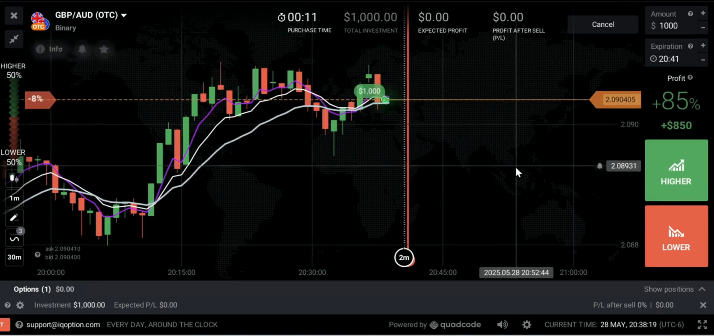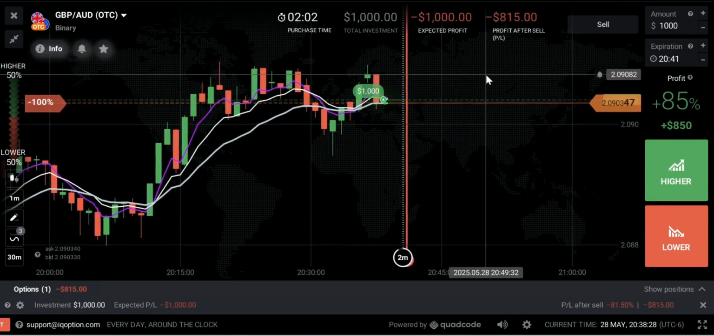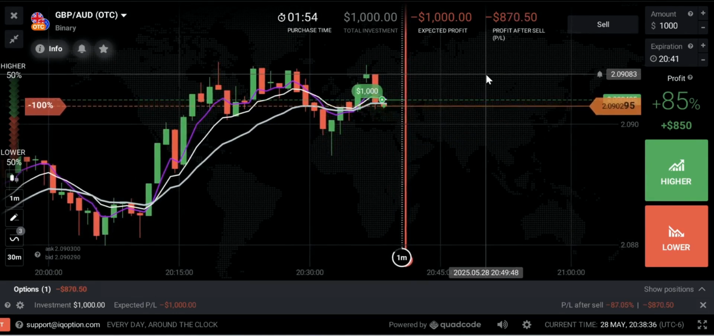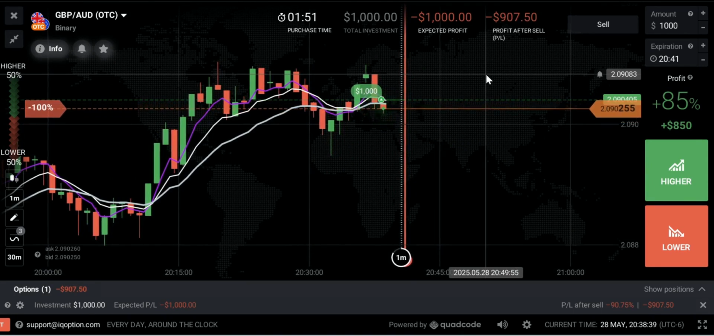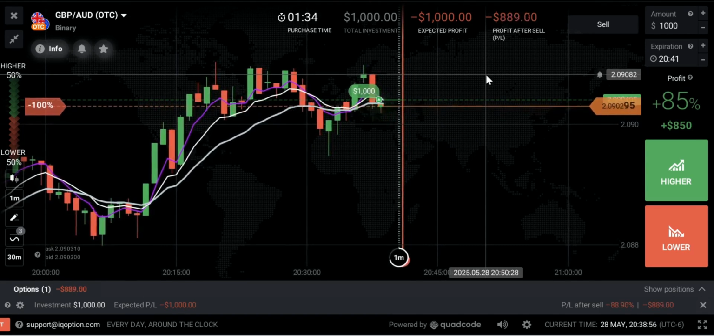Alright, traders, here we enter the second trade. Why did I enter in this context? As we can see, we have an uptrend. My indicator, the purple EMA, has already crossed above the white EMAs. So, what I'm waiting for is that pullback, which just happened.